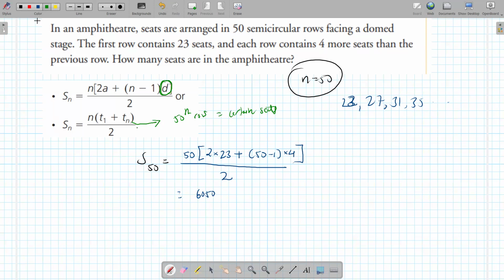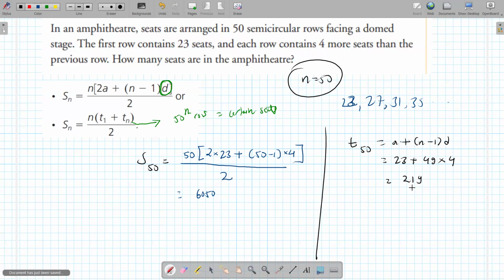To use the bottom formula, either Tn has to be given, or you need to find Tn by using the sequence formulas that we used yesterday. Here, Tn represents how many seats there are in the 50th row. Since we don't have this, we need to find T50 first to find our S50. The formula for Tn is A plus n minus 1 times d. So for T50, it'll be 23 plus 49 times our d value, which is 4. This is the number of seats in the last row, the 50th row. 49 times 4 is 196, so that's 219.